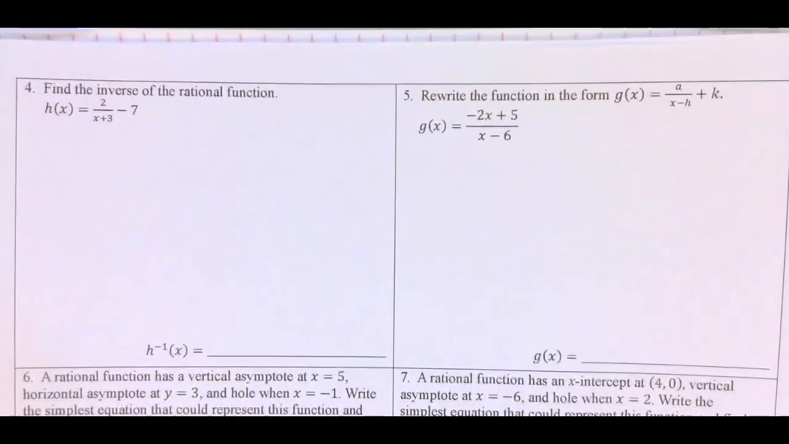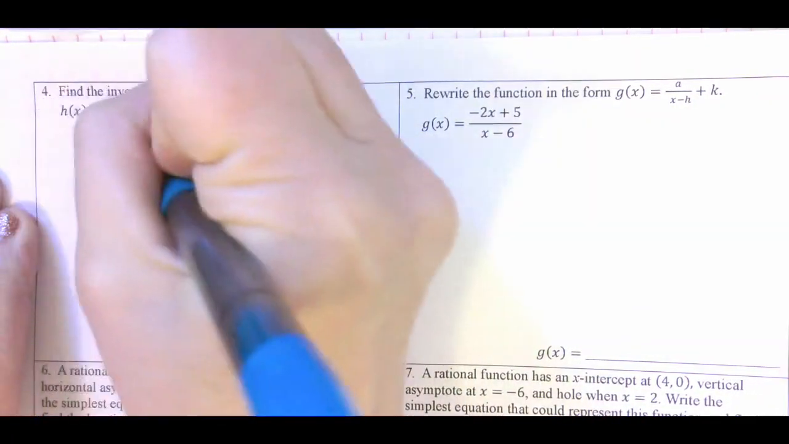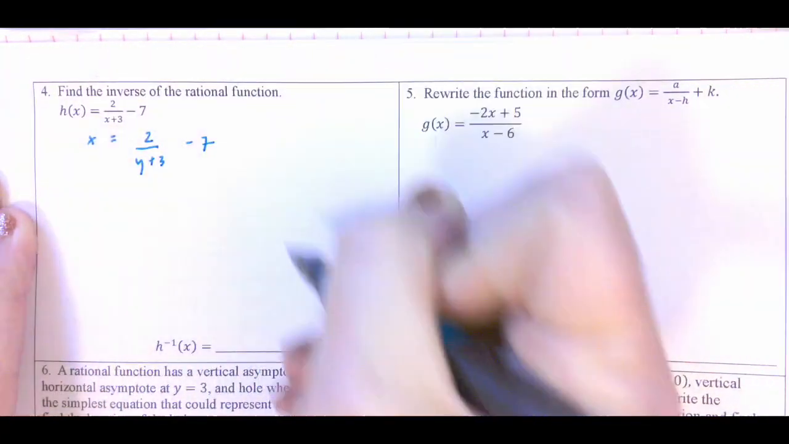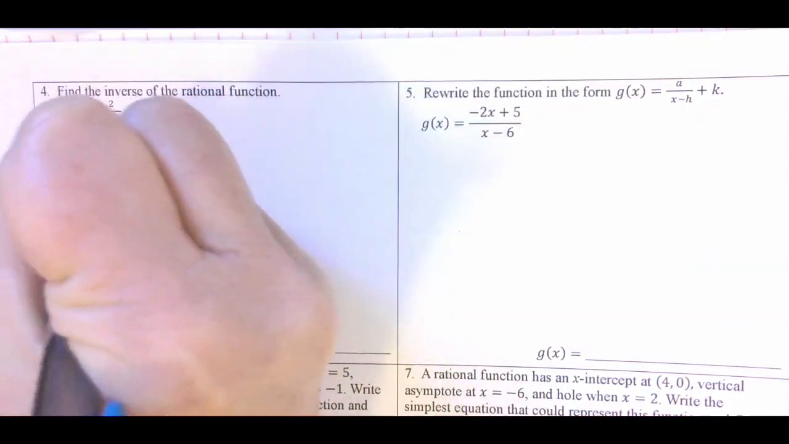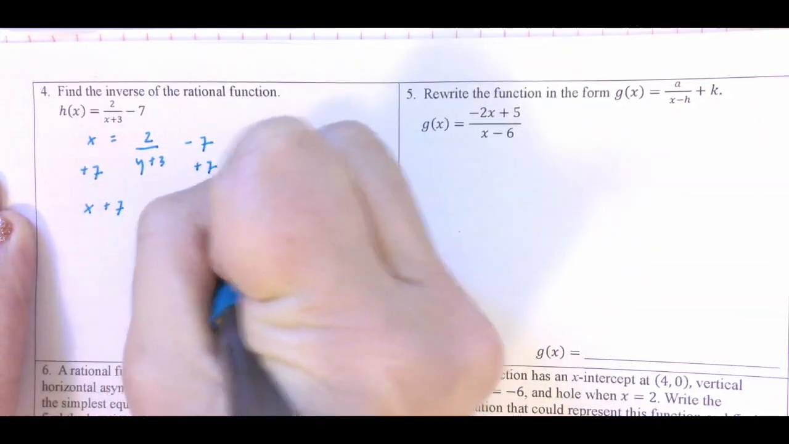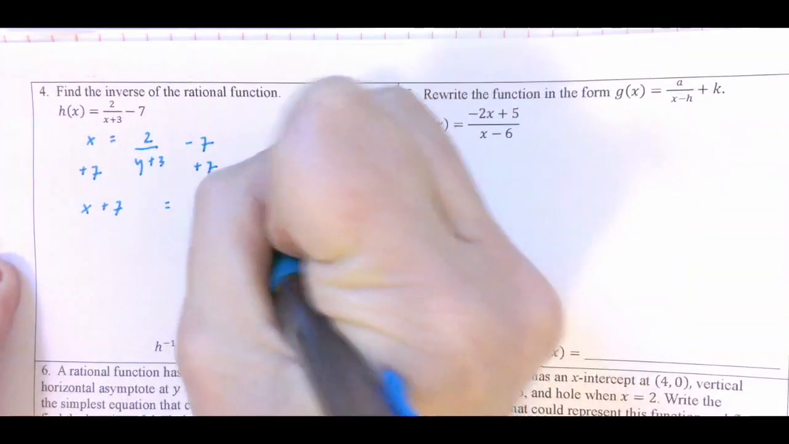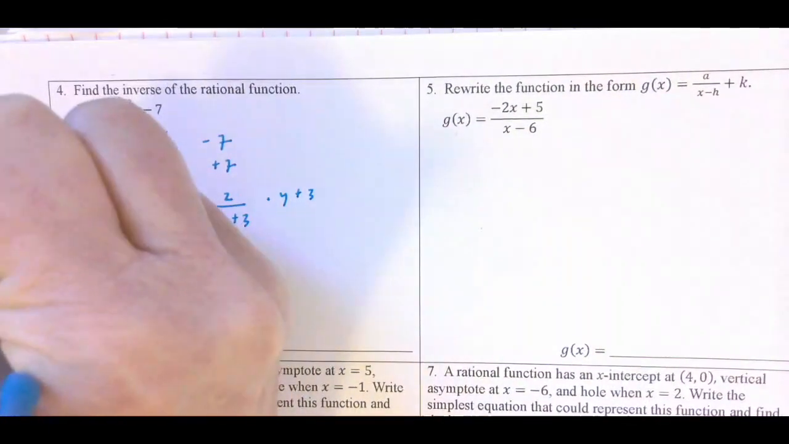All right, here practice with finding the inverse. So we know that with an inverse, we first just switch our x and y values. So I have x equals 2 over (y plus 3) minus 7. Okay, I'm going to add the 7 to the other side. So x plus 7 equals 2 over (y plus 3). Okay, I'm trying to solve for y, so I need to clear it out of the denominator position. So I'm going to multiply each side of the equation by y plus 3.